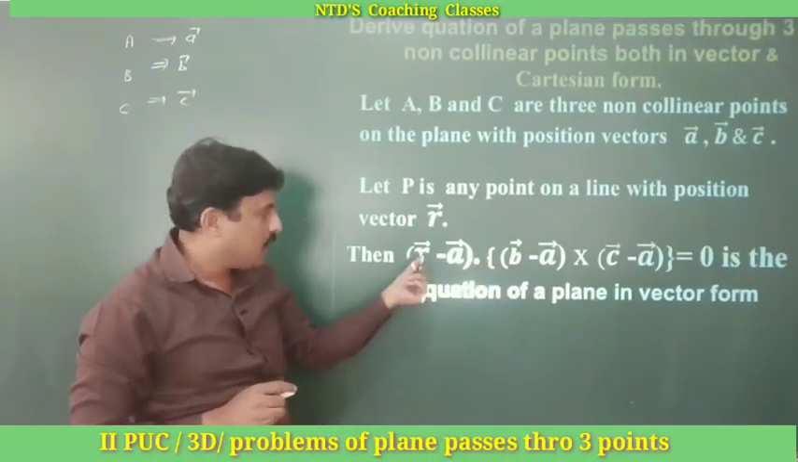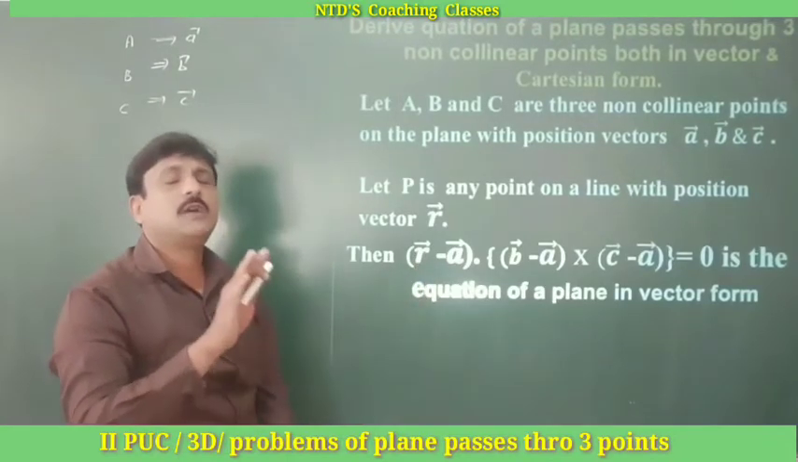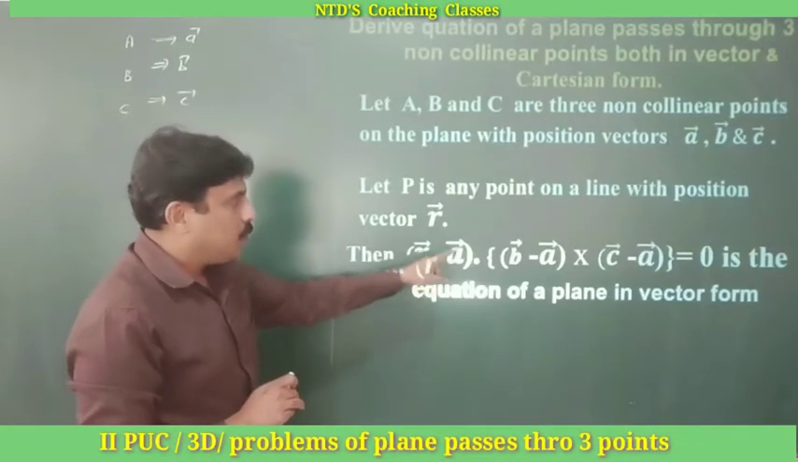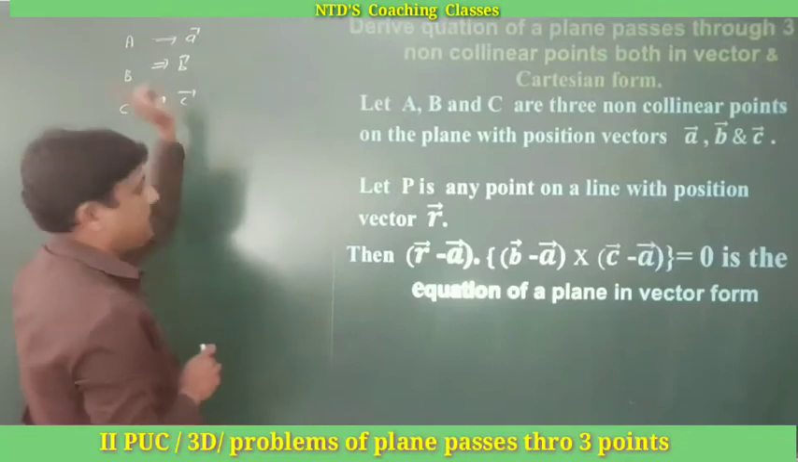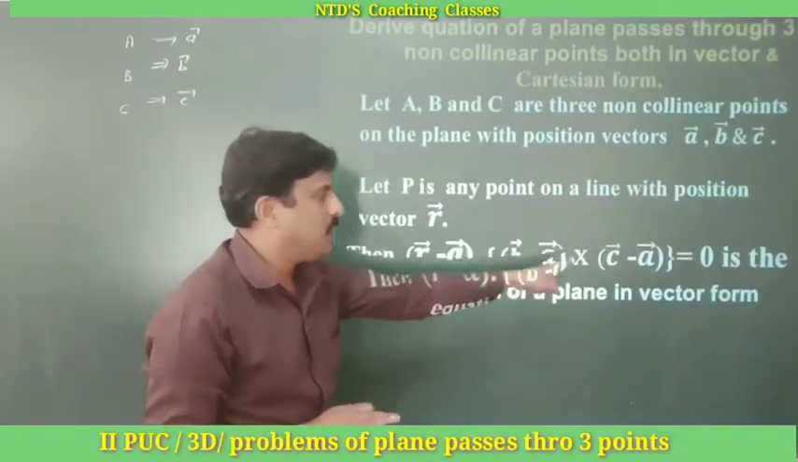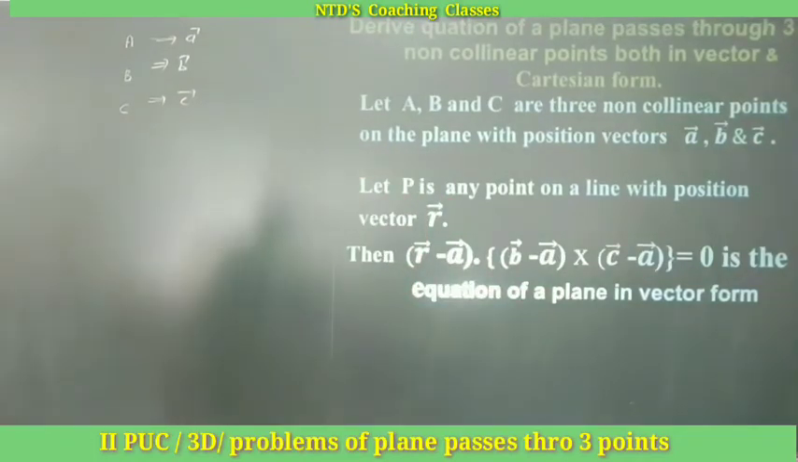So R minus A, what is R? R is the position vector of any point. A is the position vector of the first point. B is the position vector of the second point. And C is the position vector of the third point. The same bookwork, let us take in Cartesian form.